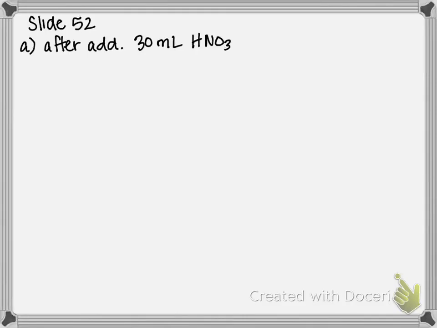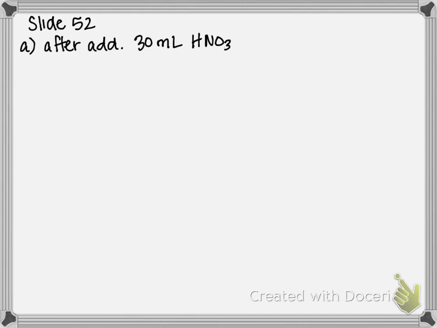Okay, so in this example on slide 52 of our chapter 18 PowerPoint, we're going to be calculating 2 points on a titration curve of a strong acid with a strong base. The information we're given: a 50 milliliter sample of 0.2 molar sodium hydroxide is titrated with 0.2 molar nitric acid, and it wants us to calculate the pH after adding 30 milliliters of nitric acid and at the equivalence point. So we're going to start with part A, after the addition of 30 mils of nitric acid.